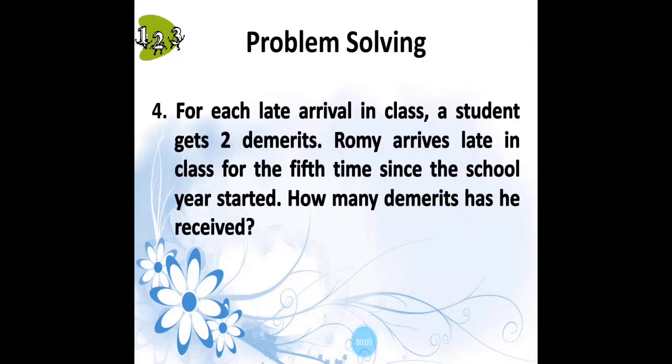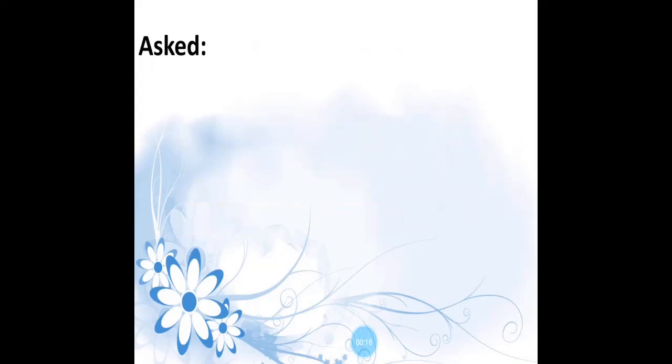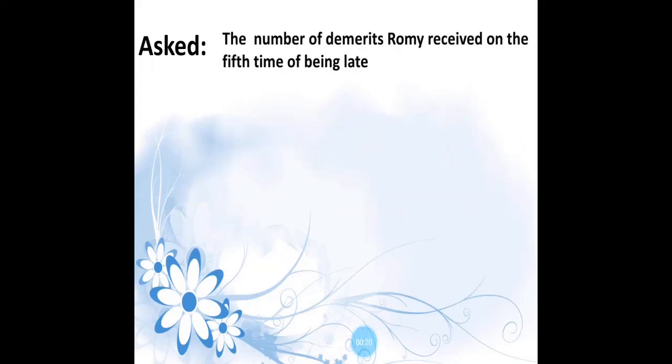For each late arrival in class, a student gets 2 demerits. Romy arrives late in class for the 5th time since the school year started. How many demerits has he received? Let's have the what is asked: the number of demerits Romy received on the 5th time of being late.